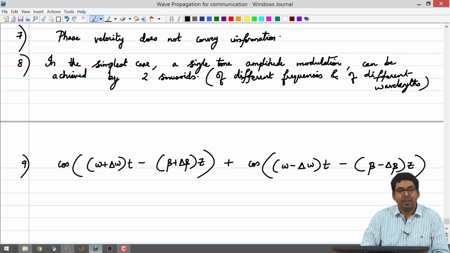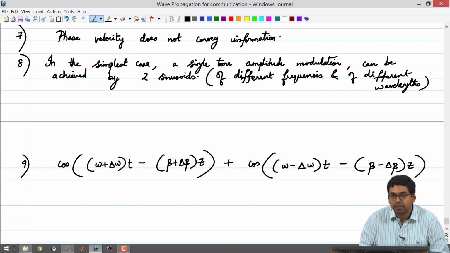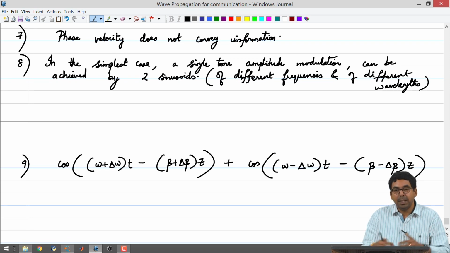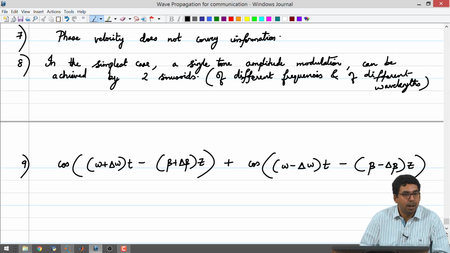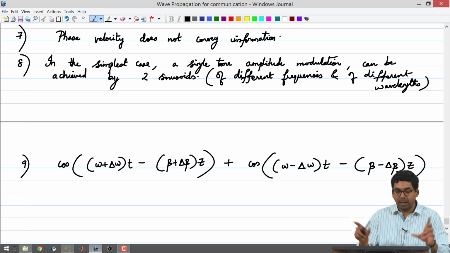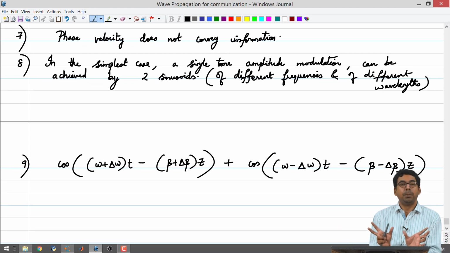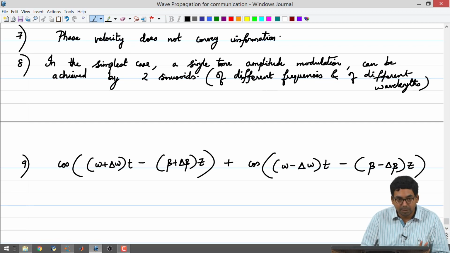I am having two sinusoids of slightly different frequencies and slightly different wavelengths, and I have just added them up together. The resulting expression should give me information about the carrier and the modulating signal. So, all I am doing is taking two signals and adding them up together. The two signals are slightly of different frequencies and slightly of different wavelengths.